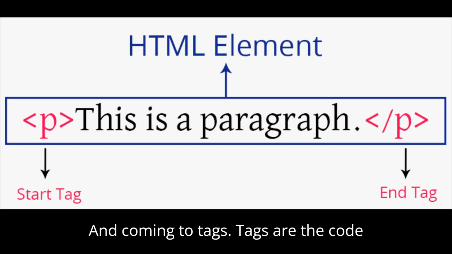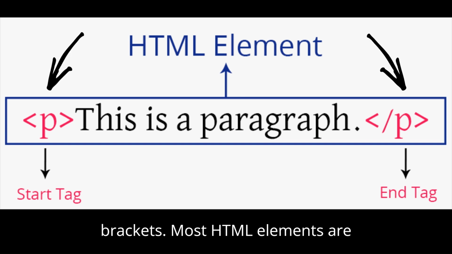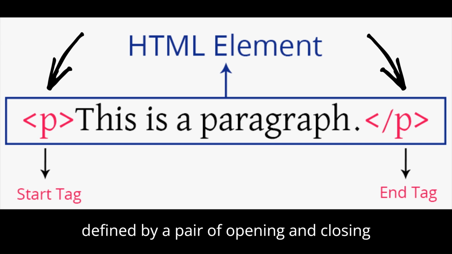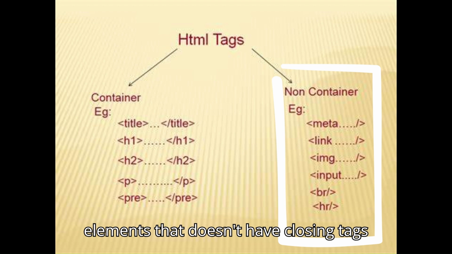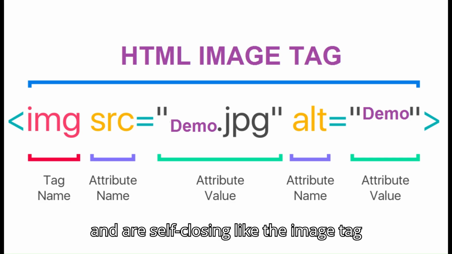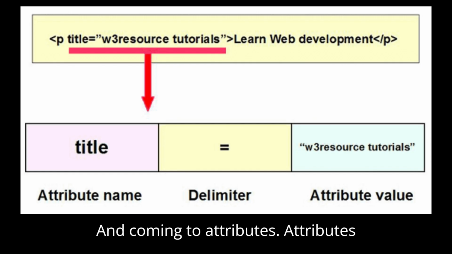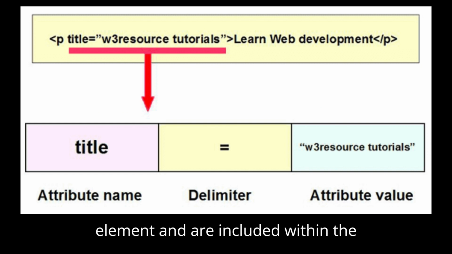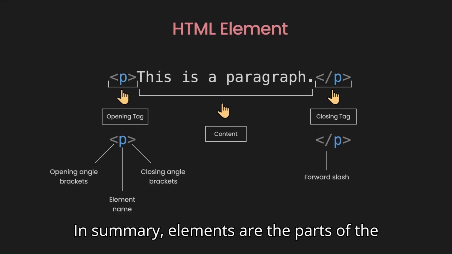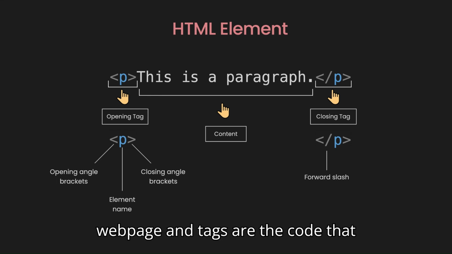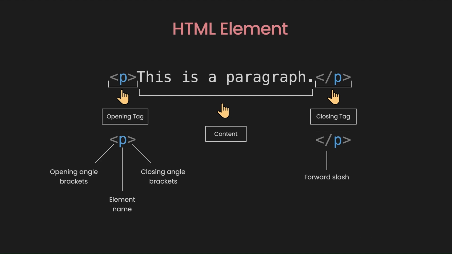And coming to tags, tags are the code that tells the browser how to display the content. Tags are written within angle brackets. Most HTML elements are defined by a pair of opening and closing tags. And there are some elements that don't have closing tags and are self-closing, like the image tag for rendering images on our web page. And coming to attributes, attributes provide additional information about an element and are included within the opening tag. In summary, elements are the parts of the web page and tags are the code that defines these parts. Attributes add extra details to elements.